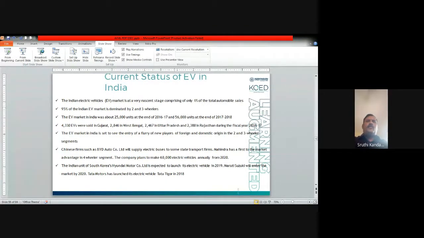Chinese firms such as BYD Co. and Auto Company Limited will supply electric buses to some state transport undertakings. Mahindra was the first to launch in the four-wheeler segment, and the company planned to make 60,000 e-vehicles annually from 2020. The Indian unit of South Korea's Hyundai Motors is expected to launch an electric vehicle in 2019. Maruti Suzuki will enter the market by 2020. Tata Motors launched the e-vehicle Tata Tigor in 2018. So this technology is slowly growing, but it is not booming because of the COVID problem. Some of the companies are thinking of launching their industries within India.